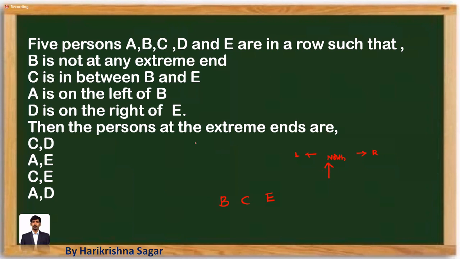Out of the 5 persons sitting, B is not at any extreme end. C is between B and E. A is left of B means we can say like this, and D is right of E means we can say like this. So the persons who are sitting at the extreme ends, that is the question. A and D are sitting at the extreme ends. We can mark the answer choice as A and D.